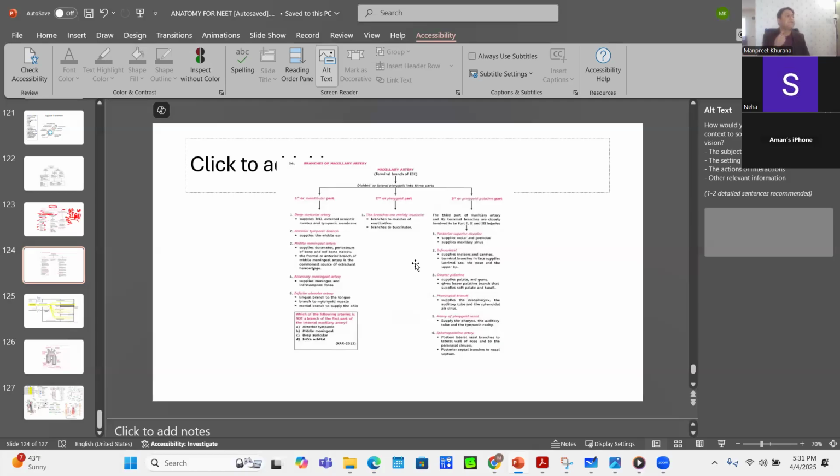Again, external carotid artery is divided into three anterior branches: superior thyroid, lingual, and facial. Posteriorly, we have occipital and posterior auricular. Medially, we have ascending pharyngeal. And terminal, we have superficial temporal and maxillary. Very nice. Now you know all the branches of external carotid artery.